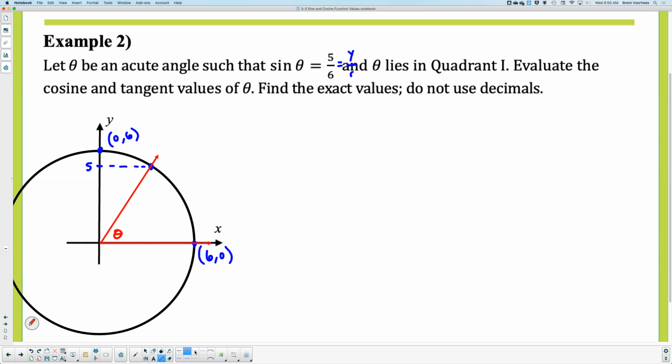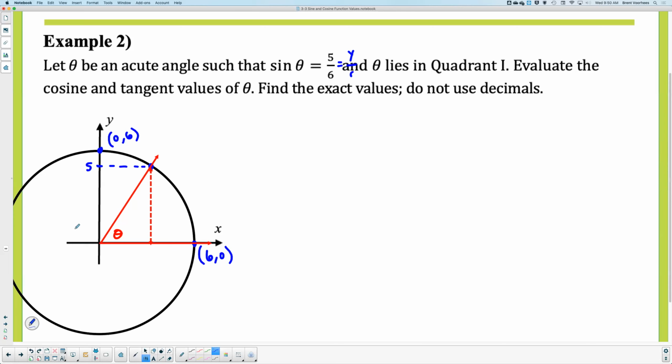Now what I'm gonna do is add a line for my x so I can see it as a triangle, to help us solve as we go here.